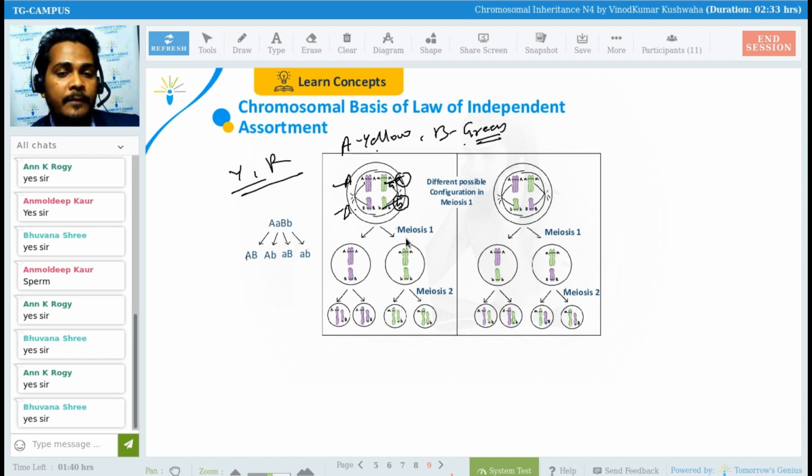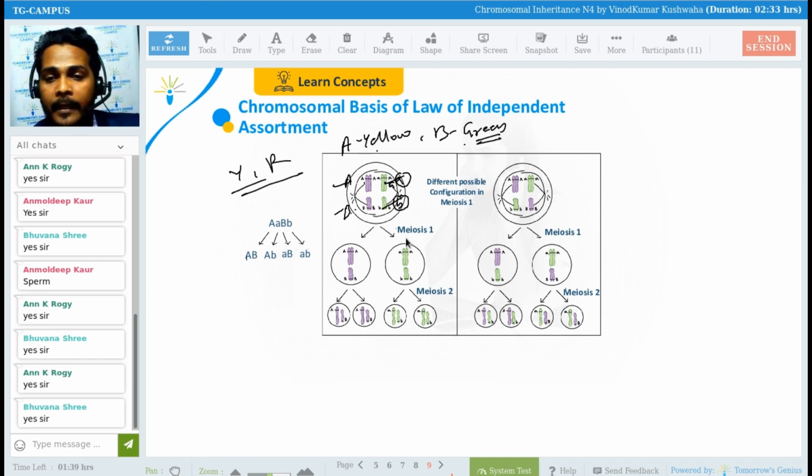Now the parent homozygous for yellow and round seed produces gametes which have a chromosome of each type, and therefore they have one gene for yellow color and one gene for round shape, right? That means how many characters are there? Yellow, round, green, and wrinkled. So a total of 4 characters are there, right? So this is one concept.